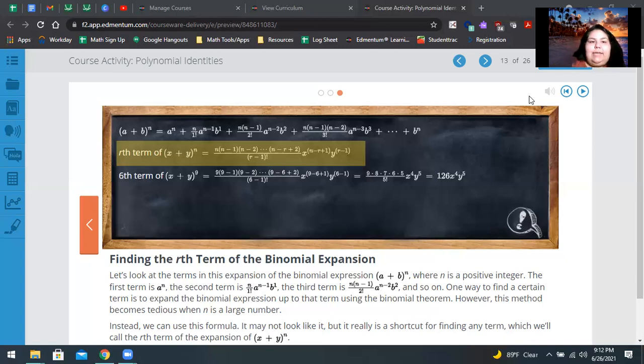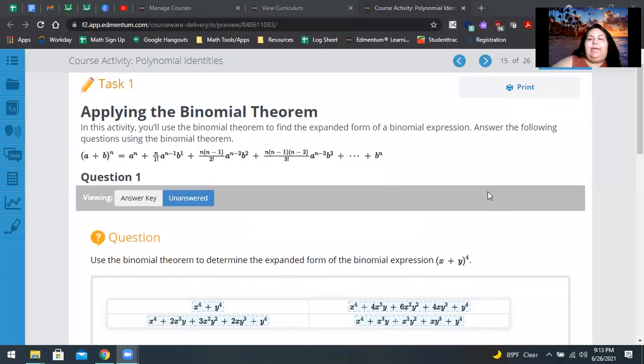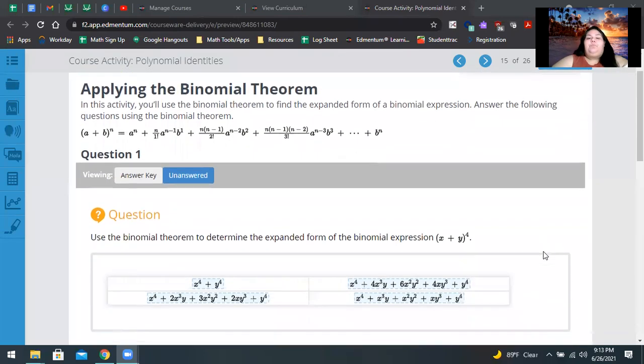So let's go ahead and take a look at task 1, which is on slide 15, where we're going to use the binomial theorem. It's only 3 questions, but we're going to go ahead and expand it. Like I said, you can multiply this all out. If you take a look at it, we're doing x plus y raised to the 4th power.